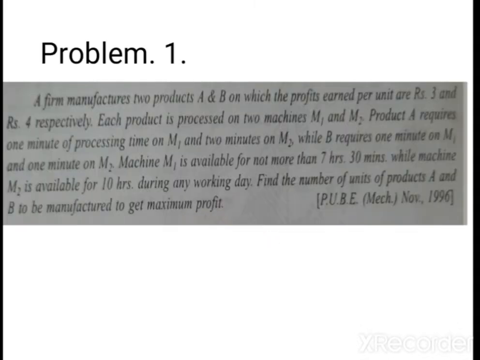Today we will solve this previously formulated problem. We formulated this problem in the last lecture, so just read carefully. The given problem is: a firm manufactures two products A and B, on which the profit earned per unit is rupees 3 and rupees 4. That means the profit for A is rupees 3 and the profit for B is rupees 4.